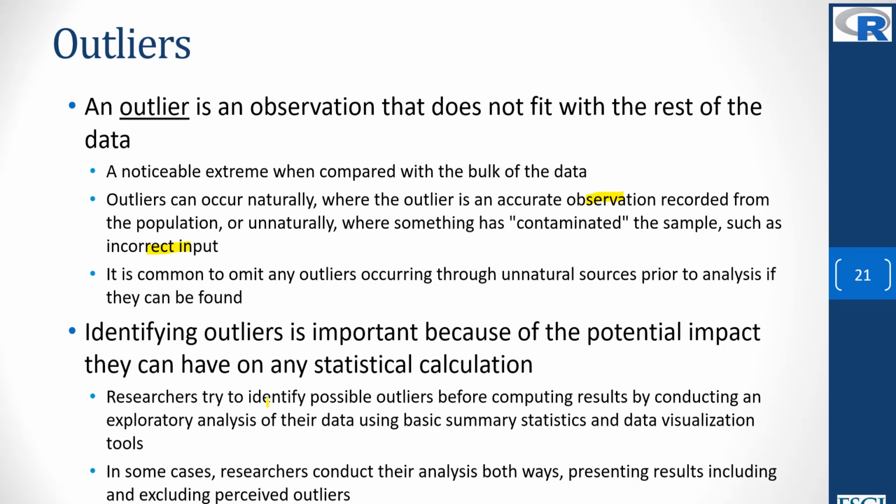We definitely want to identify them in general, and a lot of times we'll present an analysis both ways. One result includes the outliers and another result excludes the outliers, just so that we can compare, disclosing as much as possible to show that we're not trying to skew the results by hiding the outliers.